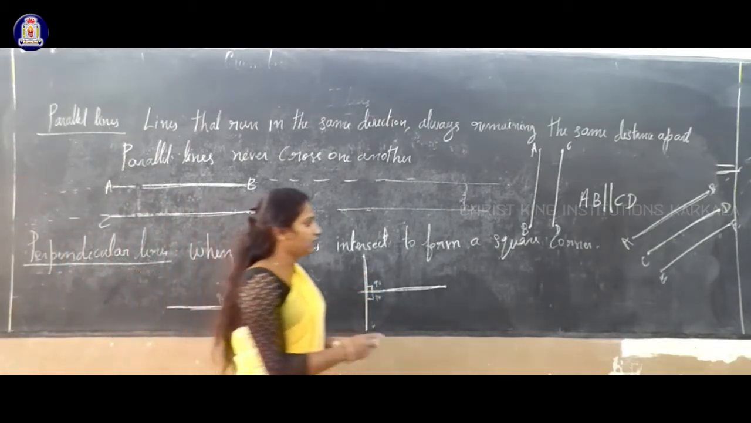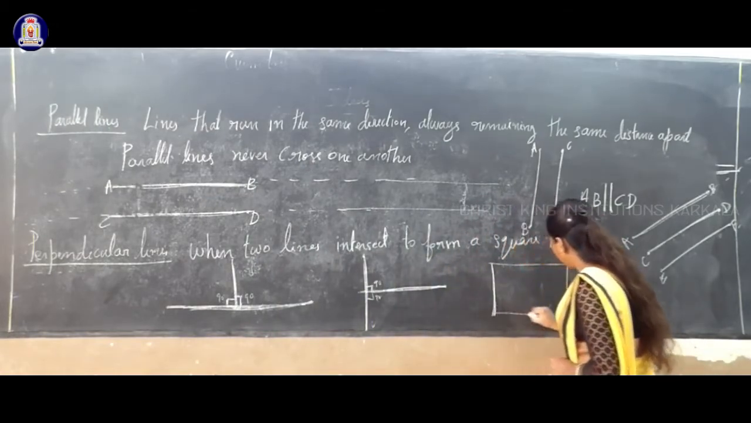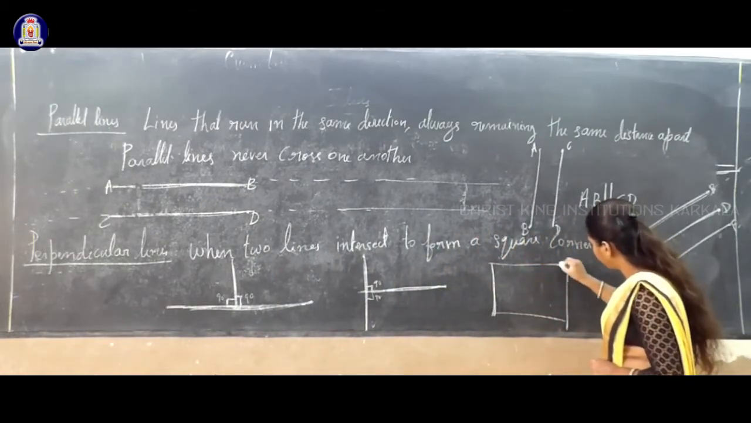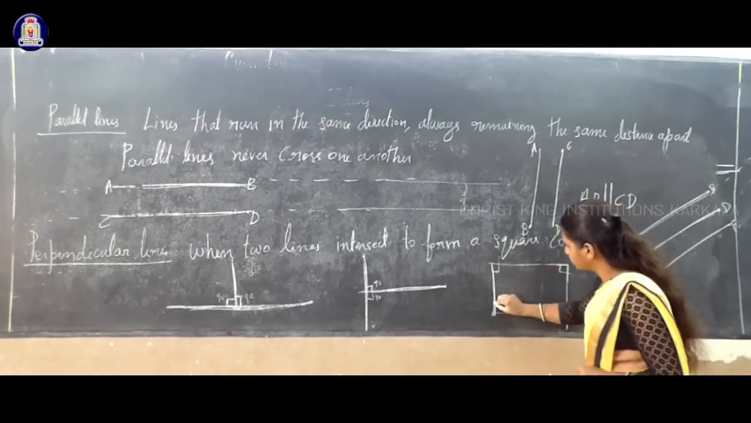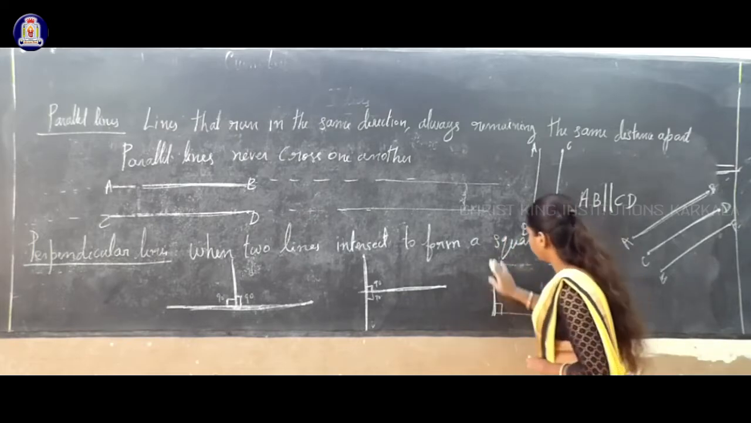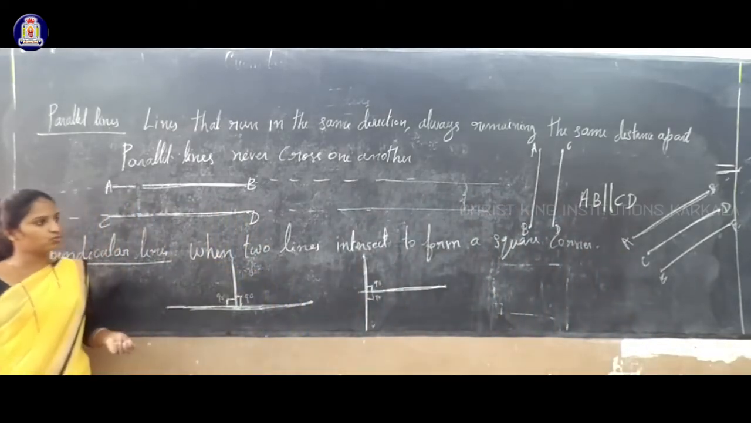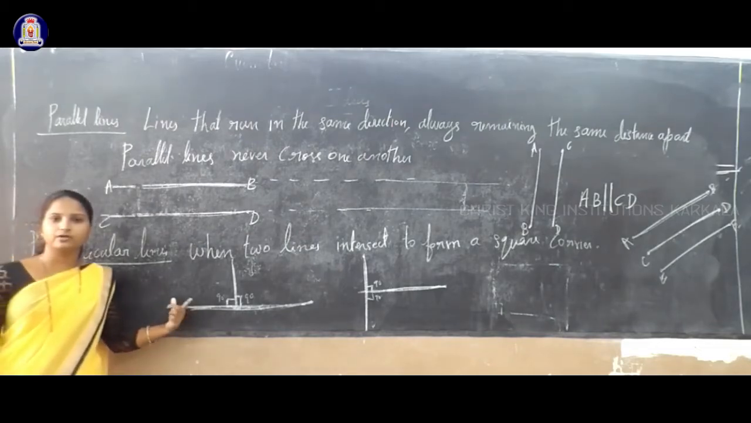Okay? In the square, how do you get the corner? See, this is a square. The corner, if you see, is 90 degrees, each angle 90 degrees like this. Clear? So it makes a square corner. Okay? When two lines intersect and form a square corner, they are perpendicular lines.